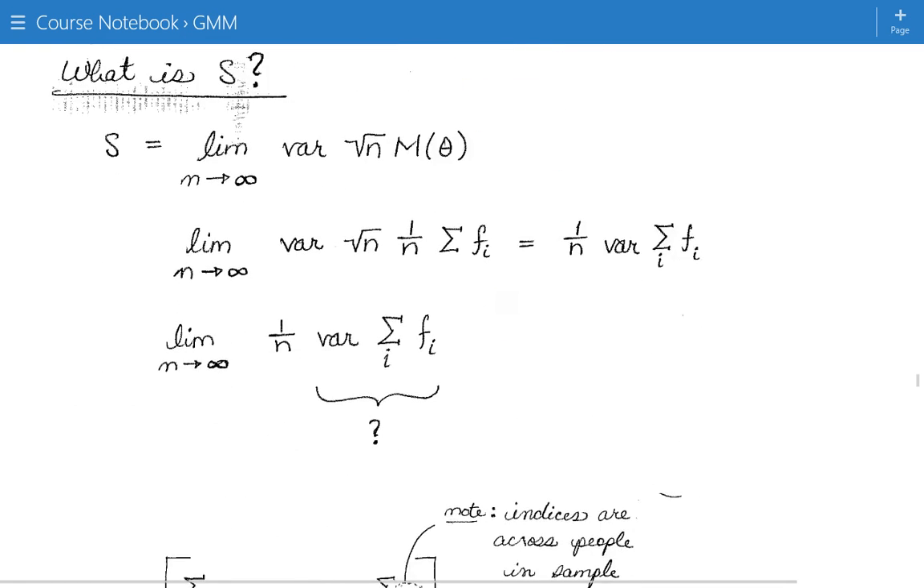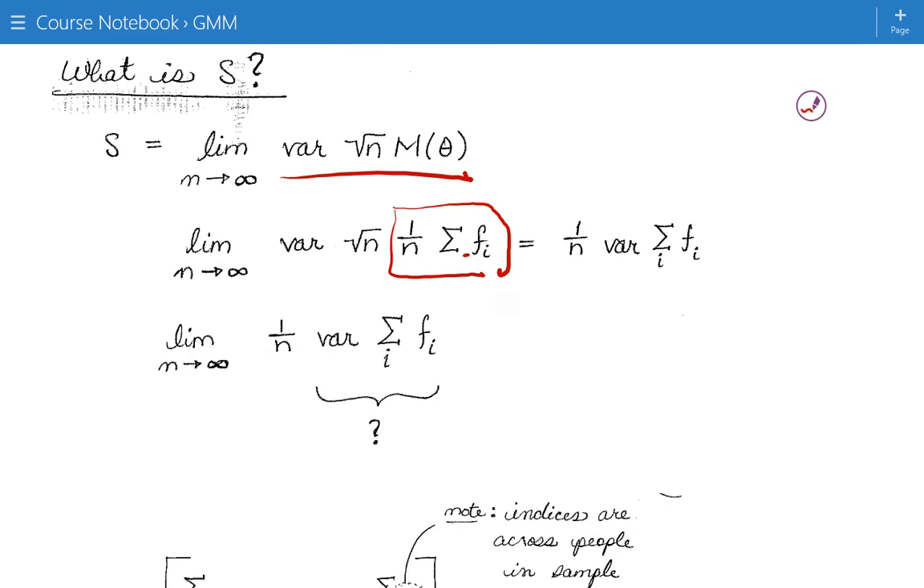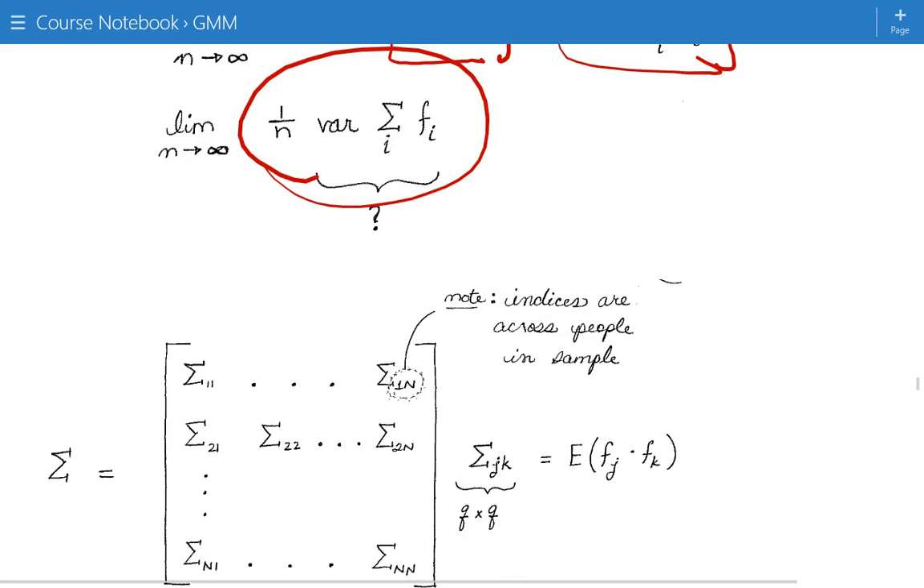What is S? Well, S, as stated above, is the limit of the variance of the square root of n times the moment conditions. So the limit as n goes to infinity of the variance of the square root of n times 1 over n times the sum of f_i, these are our sample moments, is 1 over n times the variance of the summation of f_i. And the limit as n goes to infinity, therefore, 1 over n times the variance of the summation. So what is that?